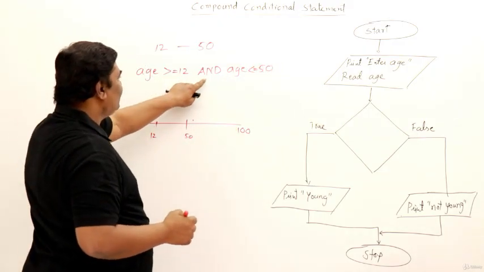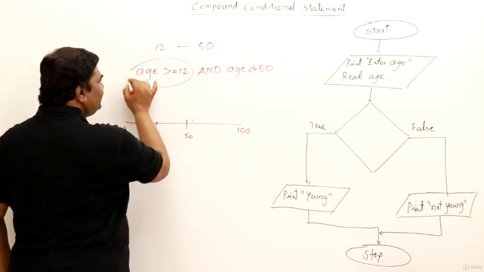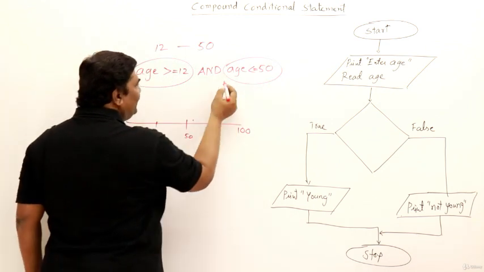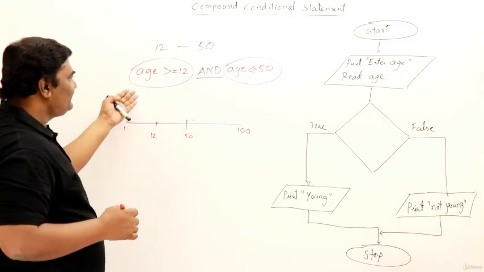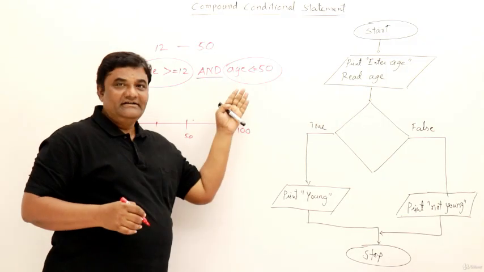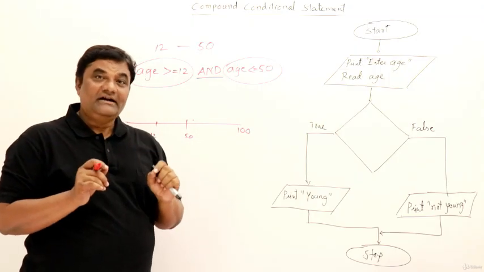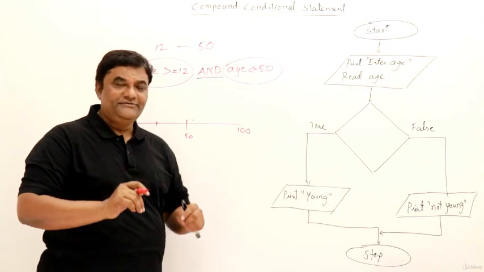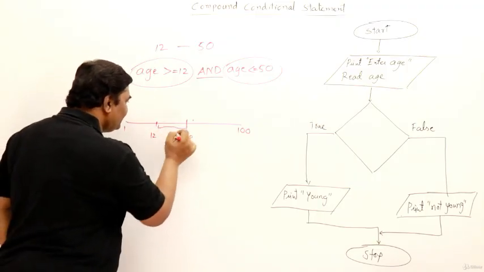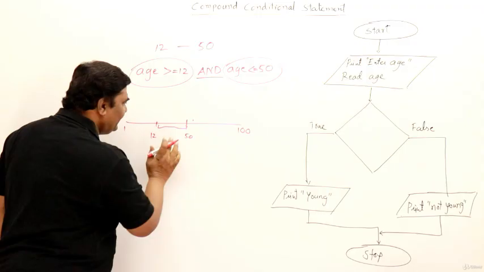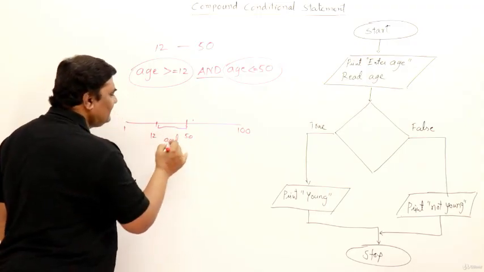So here we use and. Both the times we have to say age. See, this is one condition and this is the second condition. We are joining these two conditions using and. So first condition, age is greater than or equal to 12, and second condition, age is less than or equal to 50, and they are joined with and. So one idea I will give you here: when you are looking for a value that should be within this range, starting from this point and ending here, then it should be in between these two, which means you have to use and.